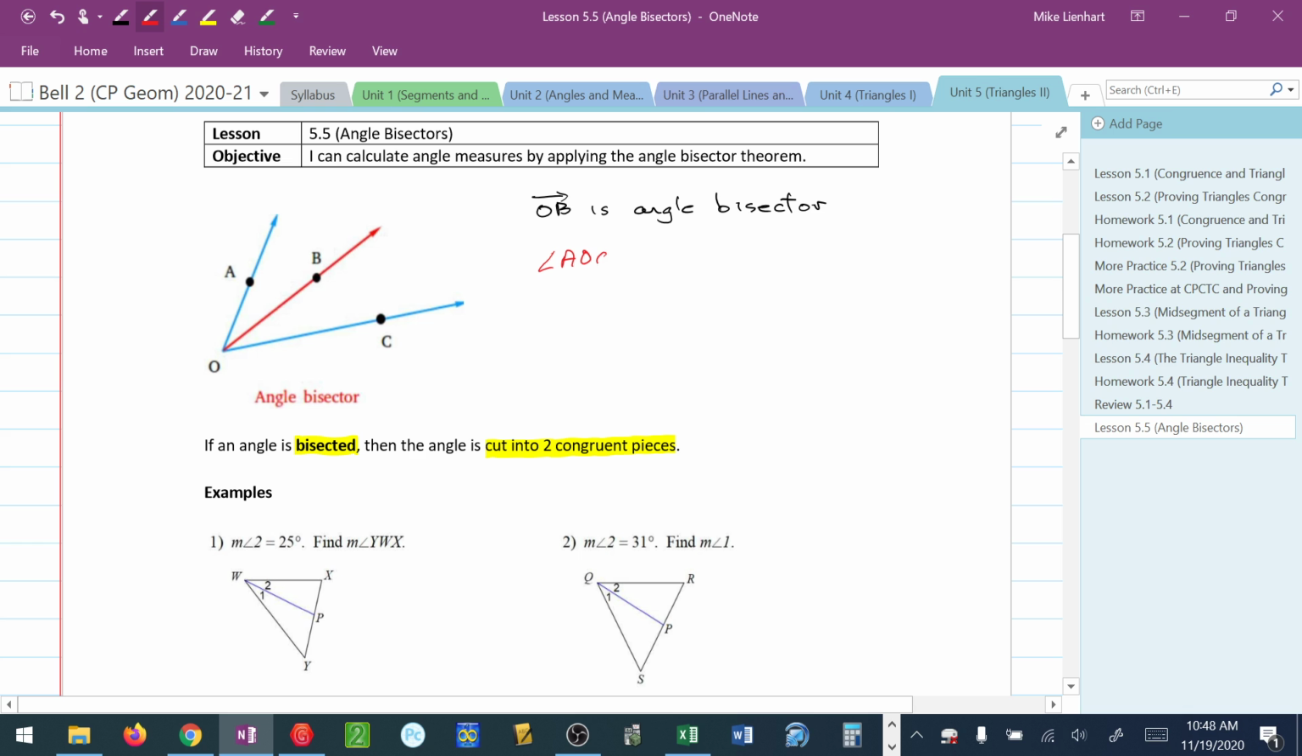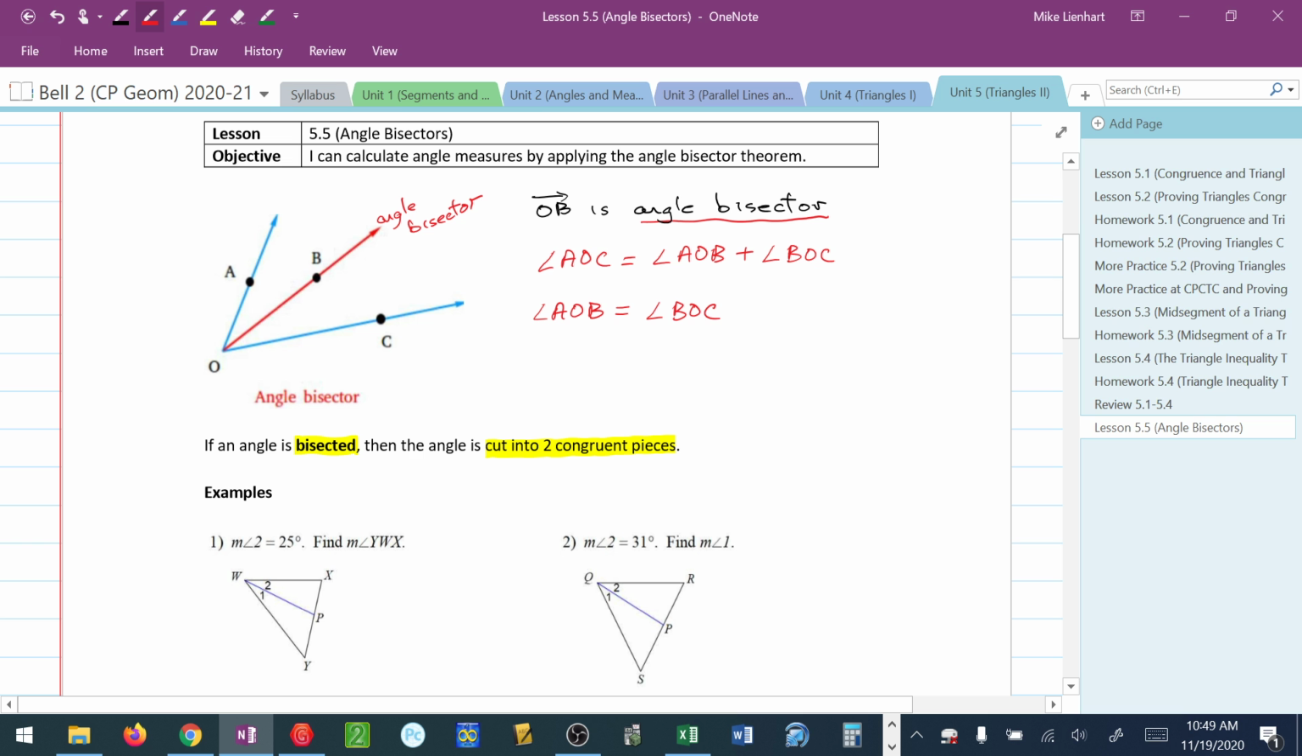I know that angle AOC is equal to angle AOB plus angle BOC. I also know, because it is an angle bisector, that angle AOB is equal to angle BOC. So what that tells me is that if I'm given one of the small angles, I can double it to find the big angle. Or if I'm given the big angle, I can take half of it to find one of the small angles. Again, this only works when this ray is an angle bisector.